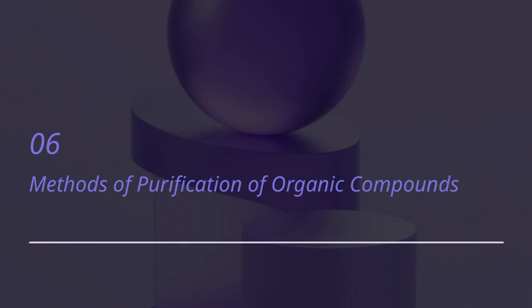The choice of method depends on the nature of the compound and the impurities involved. All these techniques are vital tools in our organic chemistry toolkit. They help us obtain pure substances, which are essential for accurate analysis and further reactions. Connecting this to the overall theme, purification ensures the integrity and quality of our compounds, enabling reliable and reproducible results in our work.